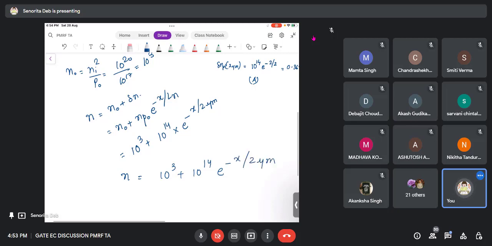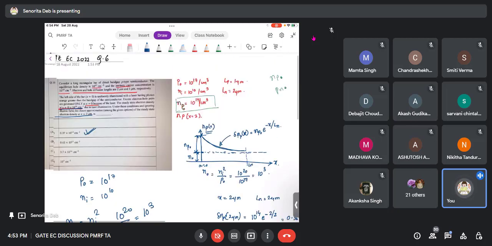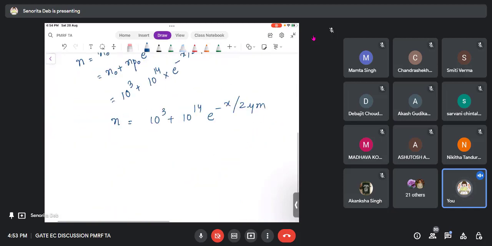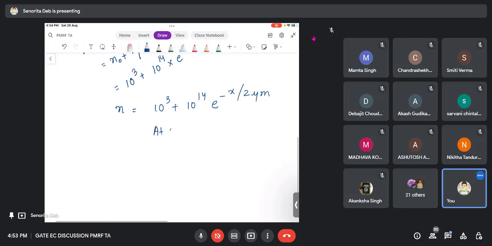And at what x has it asked you to find? It has asked you to find at x equals 2 micrometer. So at x equals 2 micrometer, n equals 10 to the power 3 plus 10 to the power 14 e to the power minus 2 micrometer by 2 micrometer. So the unit cancels out.